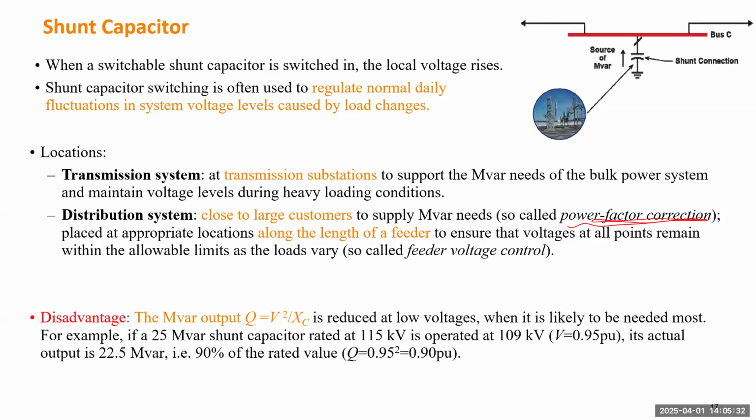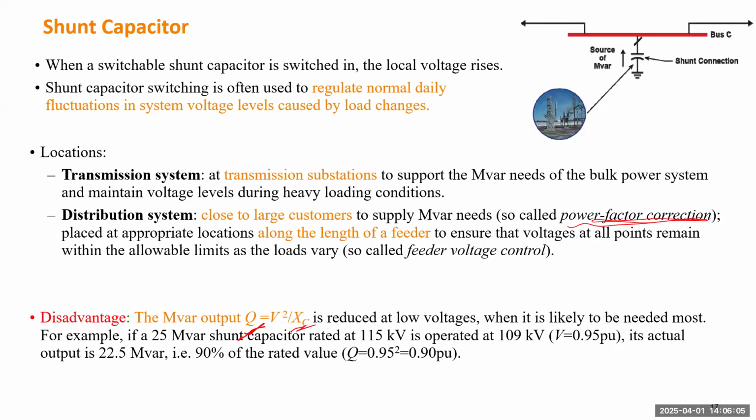The disadvantage of the shunt capacitor is that, even if it can be considered a source of VAR, the value of the VAR depends on the voltage as a quadratic function. Because the capacitor itself is basically still an impedance, a reactance. If that reactance is constant, Q will depend on the voltage magnitude squared divided by that reactance.